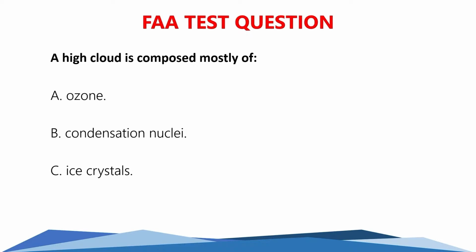Let's take a look at this test question. A high cloud is mostly composed of, is it A, ozone, B, condensation nuclei, or C, ice crystals? Just think about how high those clouds, or where those high clouds live.